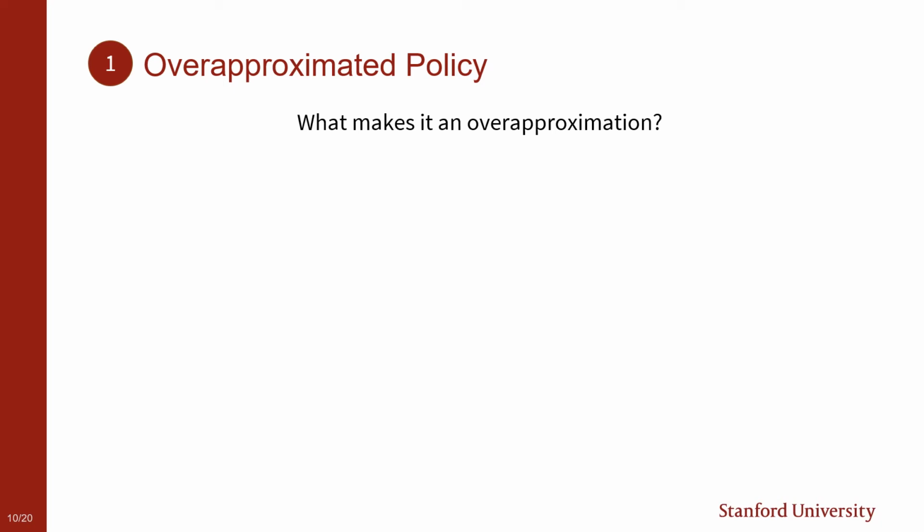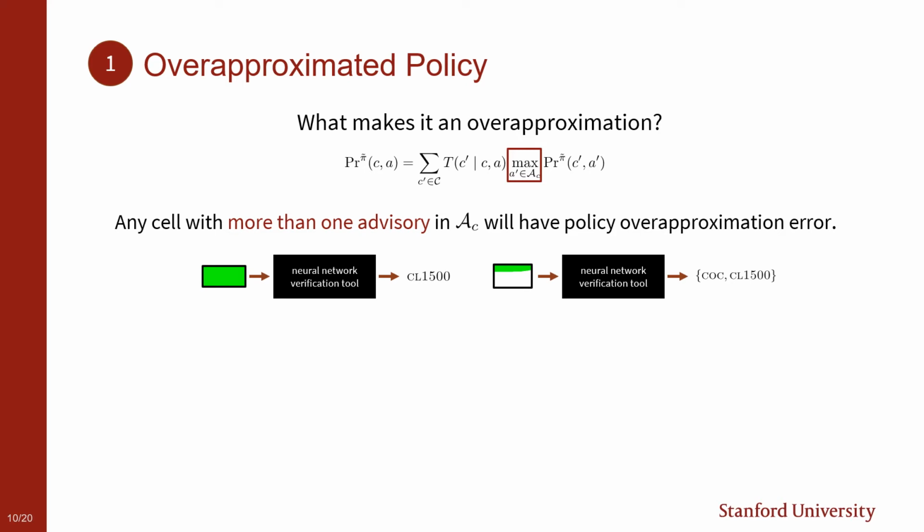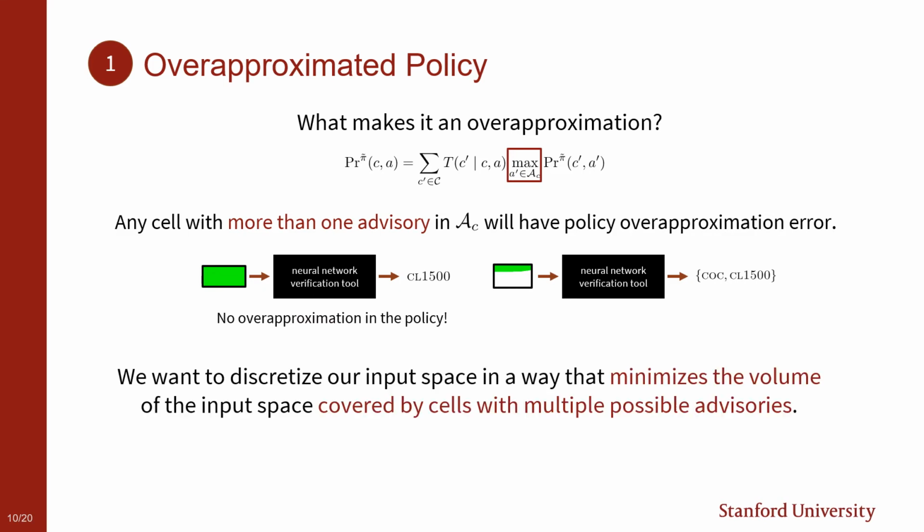So what makes this policy an over-approximated policy is the fact that we are mapping to action subsets rather than to single actions. Thus, we have this maximization in our recursive formula, assuming that we take the worst case action possible at some point in the cell from any point in the cell. Therefore, any cell with more than one possible action will contribute to over-approximation error. For example, the cell on the left maps to only one possible advisory. So the maximization in the recursive formula essentially disappears, and there's no over-approximation error in this cell, in contrast to the cell on the right, which maps to multiple possible advisories.